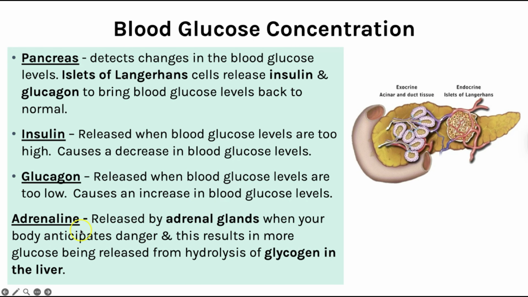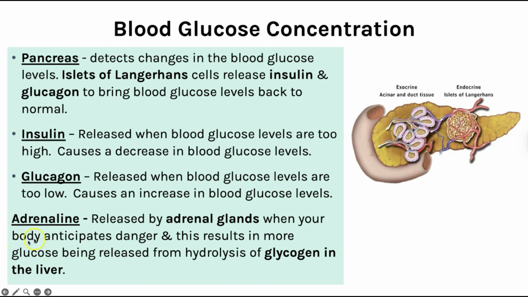Here are the different things involved. So the pancreas, that is the organ that detects changes in blood glucose levels. And specifically, you have the islets of Langerhans cells that are going to detect and release insulin and glucagon to bring blood glucose levels back to normal. Insulin is a protein hormone released when blood glucose levels are too high, so it causes a decrease in blood glucose levels. Glucagon is also a protein hormone and it's released when blood glucose levels are too low, and that will cause an increase in blood glucose levels.